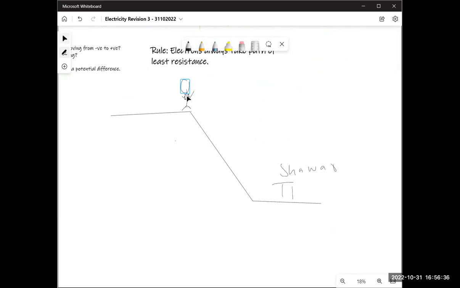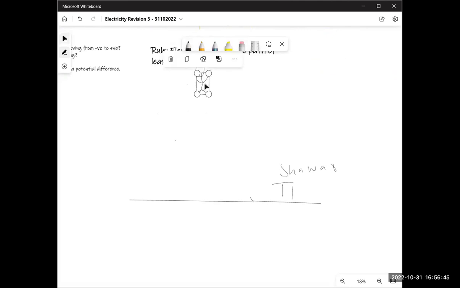Would you go to the shawarma right there? Obviously. Well, forget the hill actually. You'll go to the shawarma right there. Let's forget the hill as well. Now what? You want to go to the shawarma. Good. Now, in the same way, the electron wants to go to the positive terminal.